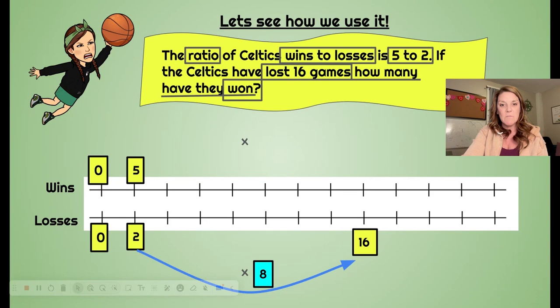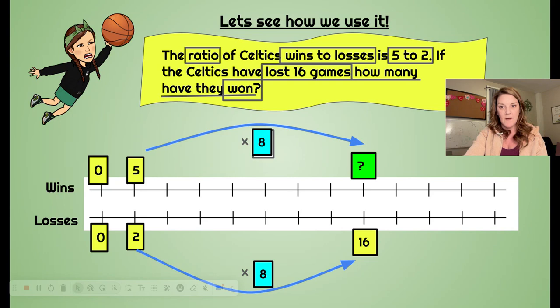and find a relationship through multiplication. So if I know I want to get my losses to 16, I think, okay, instead of repeated addition, how could I multiply to get to 16? So essentially, 2 times what number equals 16? That number is 8. So now we are going to take that number and multiply 5 times 8 to get our missing value of 40 wins.